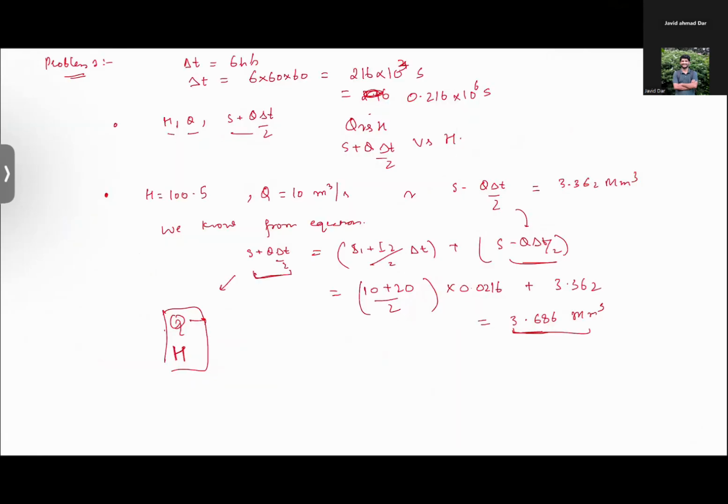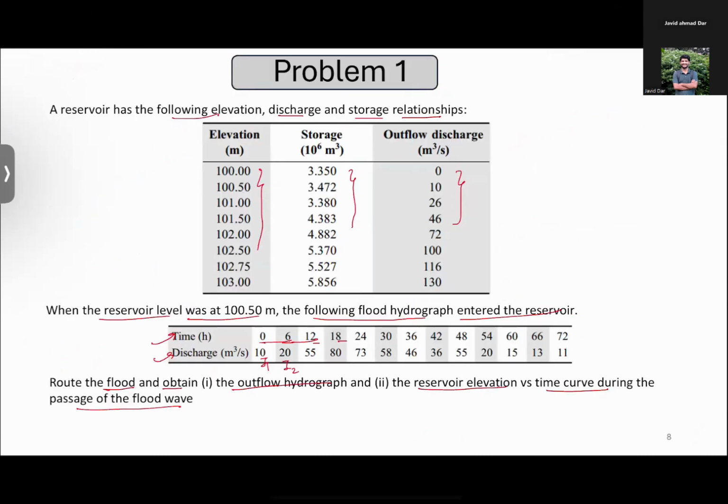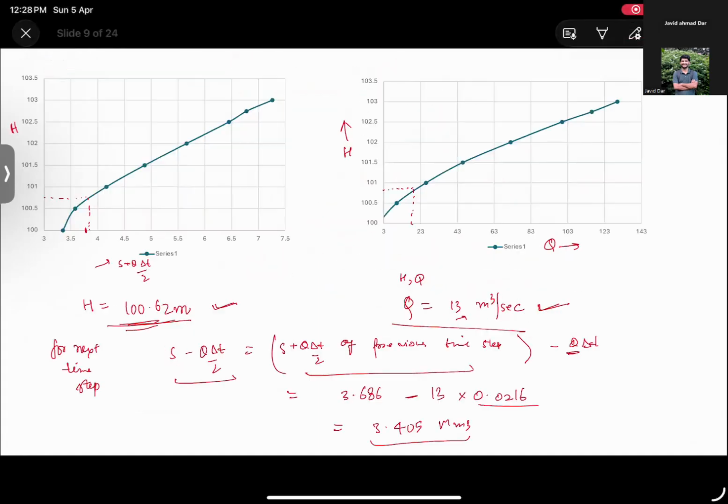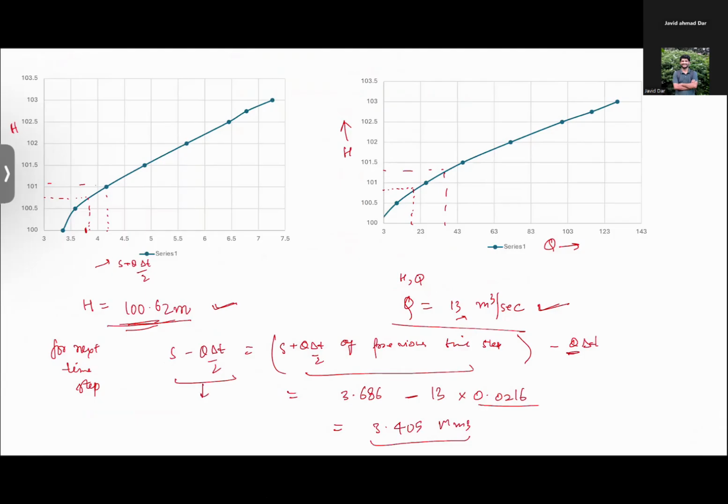You will put the value of s minus q delta t here. Now the I1 and I2 for the next time step will be 20 and 55. And you can compute the value of s plus q delta t again. And from that s plus q delta t, using this curve, you can find the value of H. From the same value of H, you can find the value of Q. And from the value of H and Q, you can compute again, and so on for all the time steps, and you can finally compute all the values.